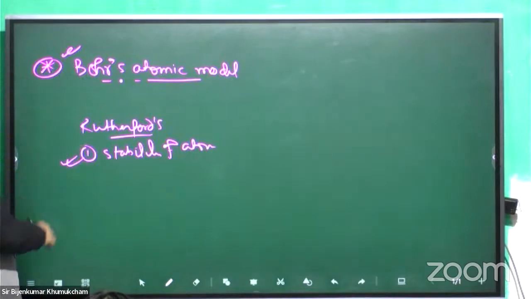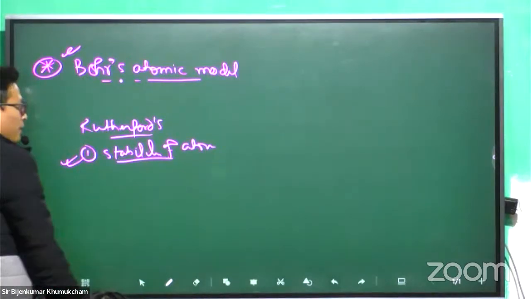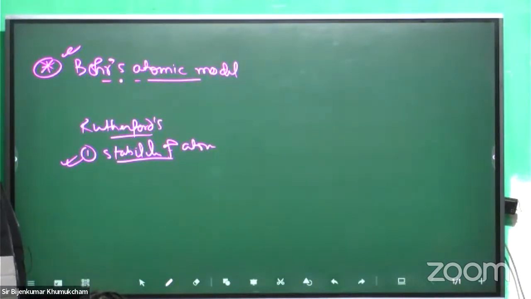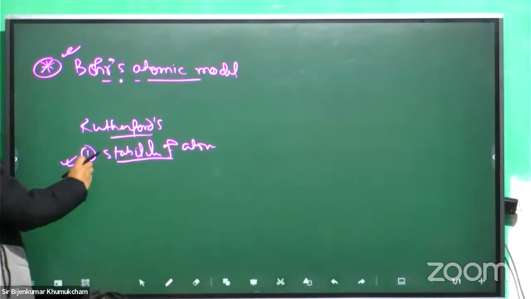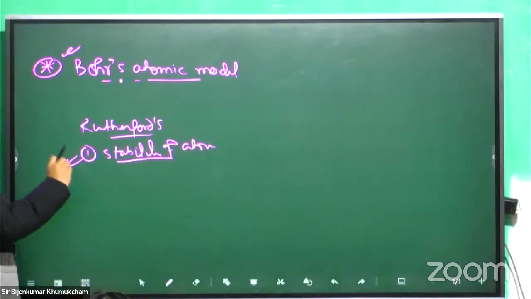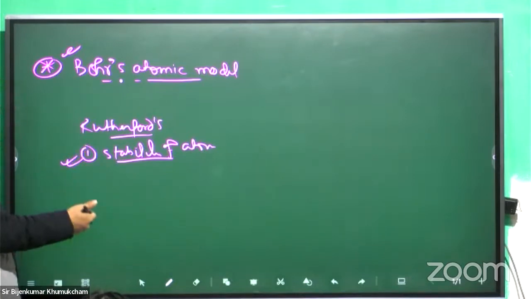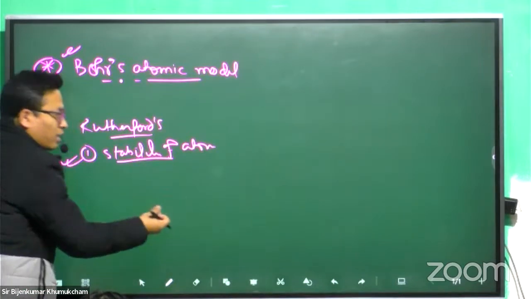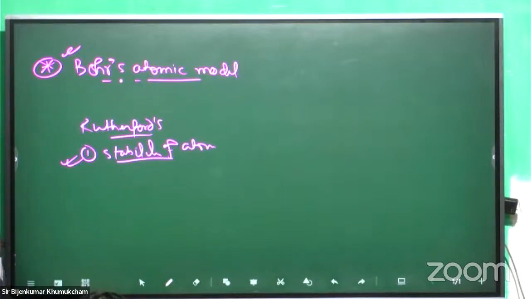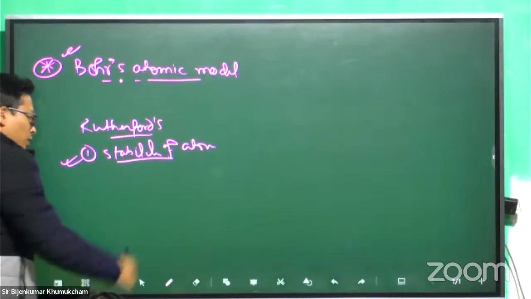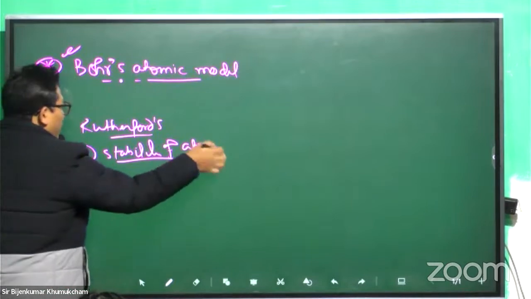Why is the atom unstable? Because the electron is accelerating, and an accelerating charged particle releases energy. If the electron keeps losing energy, then ultimately the electron will fall into the nucleus. So the atom is not stable. This is going to be corrected by Bohr.